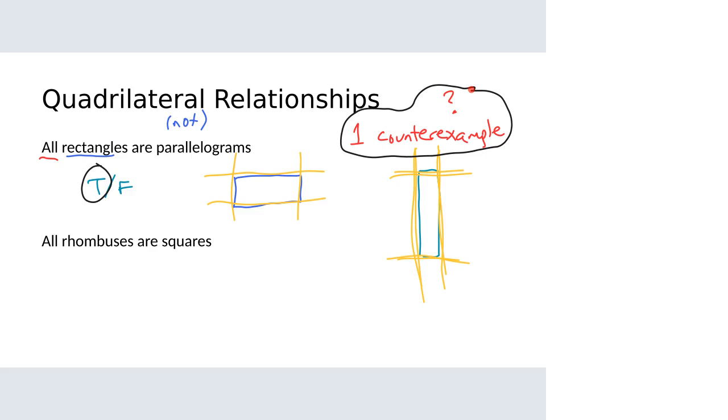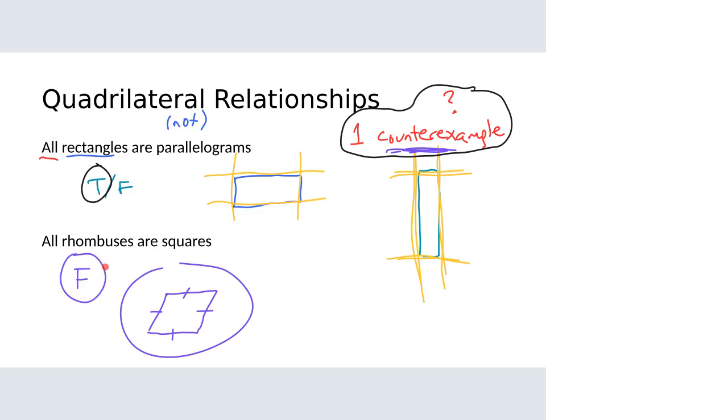Let's look at the one at the bottom. All rhombuses are squares. So I'm going to try to draw a rhombus that's not a square. I'm looking for a counterexample. If I draw a rhombus that looks like this, all sides are equal. Well, that's not a square because it doesn't have right angles. So I found my counterexample. All rhombuses are squares? No, they're not, because I can show it right here. So that statement is false. I found my counterexample, so I can say that it's false. Do you have questions about either of those or the process before I have you try a couple?